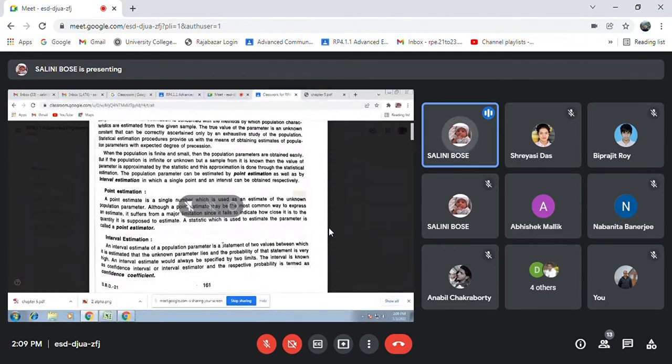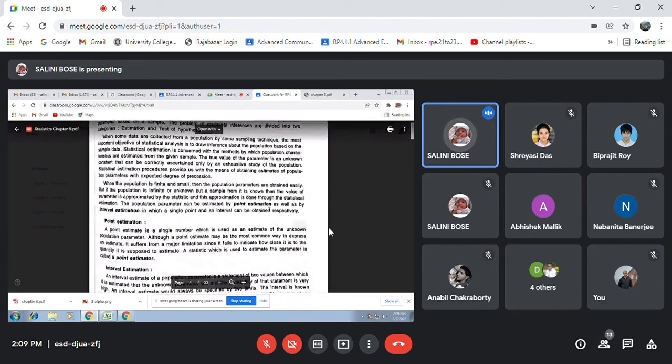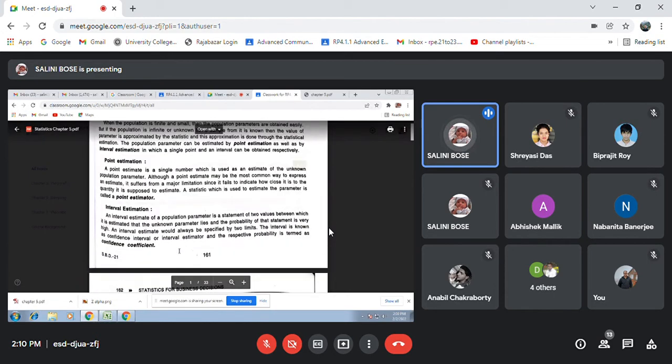we can see there are several types of estimation, like point estimation, interval estimation. So what is point estimation? Point estimation is the statistic that is used to estimate the unknown population parameter. That is known as the point estimation. So a statistic which is used to estimate the parameter is called the point estimator.